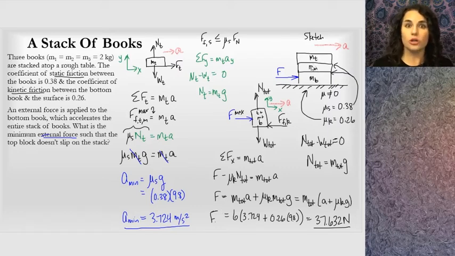If you push harder than that, the top block is going to fall off the top, and that static friction is going to be overcome at the top. But we had to take into account the kinetic friction at the bottom with the bottom block because the force was being applied to the bottom block.